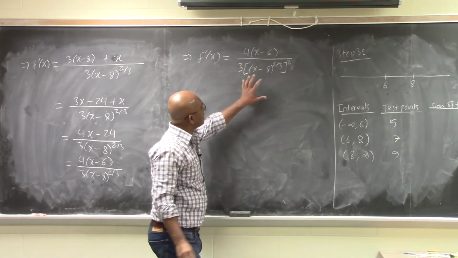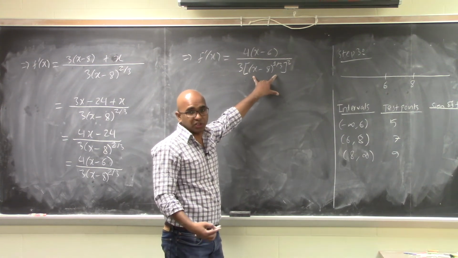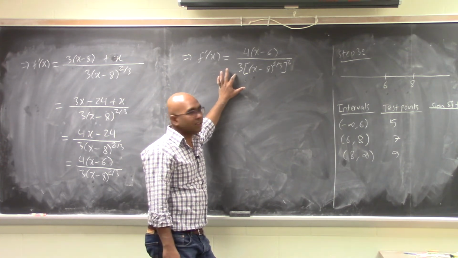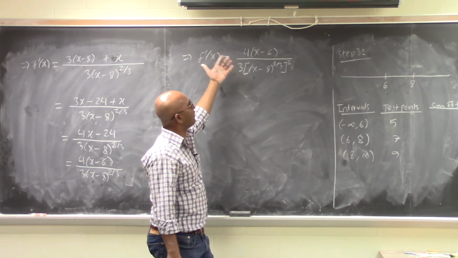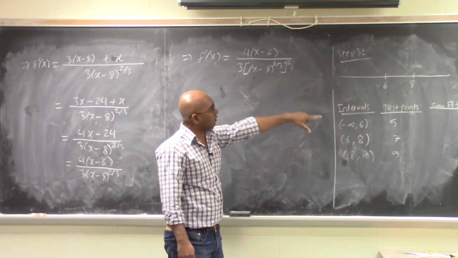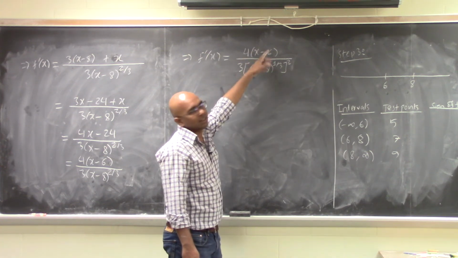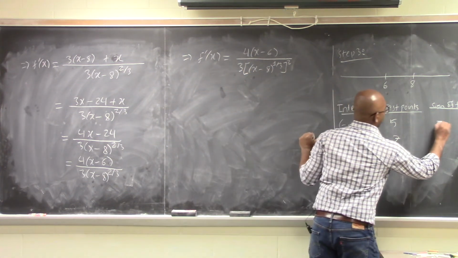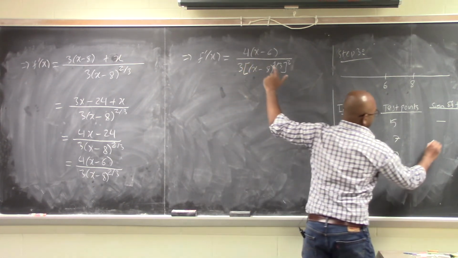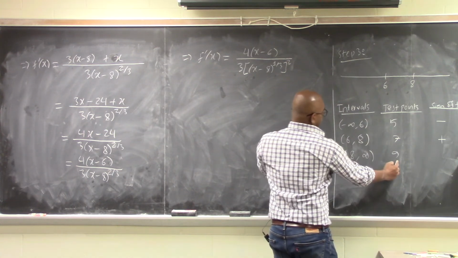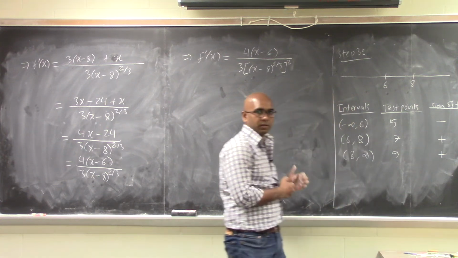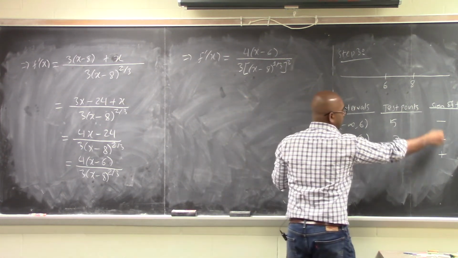Okay. Now notice this is after all a square, so it's always going to be positive. Times 3, it's still positive, right? So whether my f prime is positive or negative, it completely depends on what? This x minus 6, right? Okay, so if I plug in 5, then 5 minus 6 is negative 1, so it's negative. If I plug in 7, then 7 minus 6 is positive 1, so it's positive. Okay, and then if I plug in 9, then 9 minus 6 is 3, which is also positive. Okay, all right. So let's just put these signs over here.